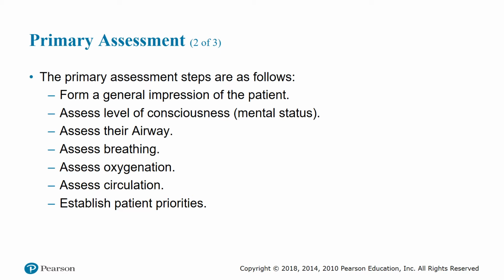And their circulation. I want to make sure that we've got pulses, and I want to make sure that there are really no leaks, or big ones that I can see anyway. And once I've done this, we're going to establish the priorities. In other words, if I note on my primary survey that they're having trouble breathing, then I'm going to dig deeper into that and see what I can do about it.